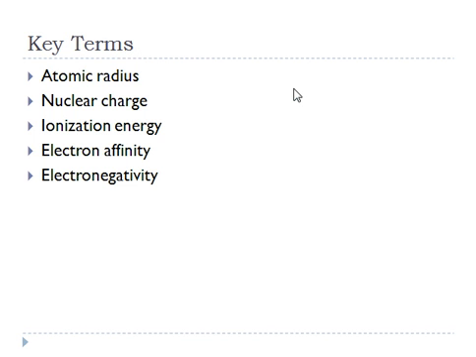The key terms in this video were basically the 5 different trends that you need to know: atomic radius, the nuclear charge and how many protons are in that nucleus, the ionization energy, electron affinity, and electronegativity. I know they're all very new for you, so we'll spend lots of time in class going over those concepts.